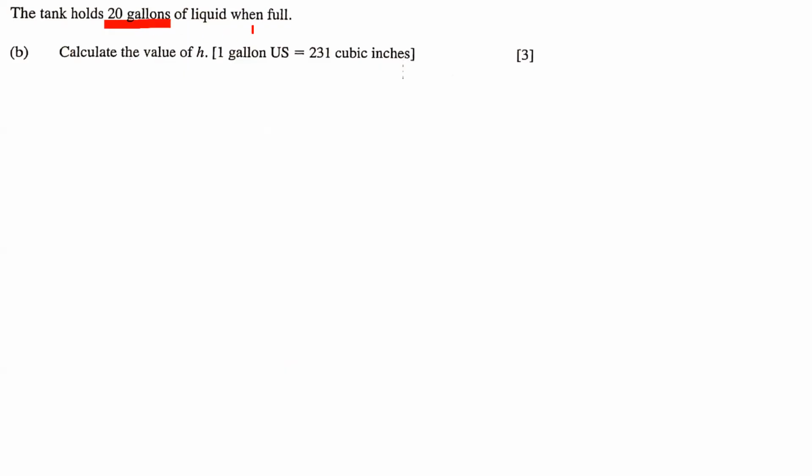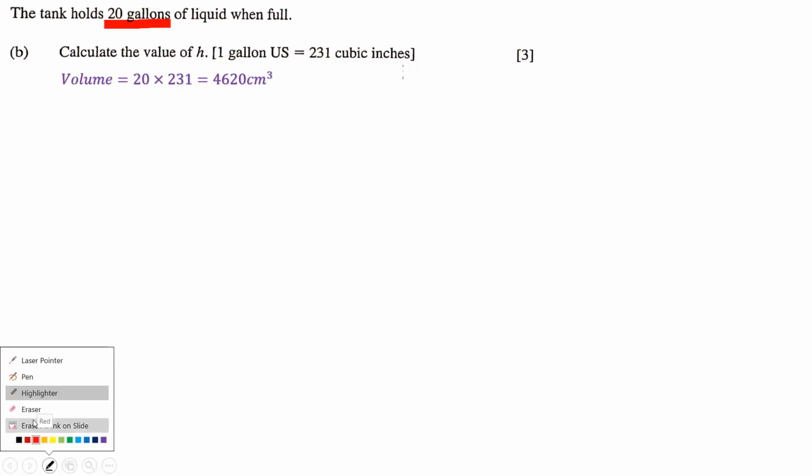Then it says the tank holds 20 gallons of liquid when full, right? Calculate the value of h. Well, we know that 1 gallon is equal to 231 cubic inches. And so let's do that. Let's try to change it into cubic inches. Here I have cubic centimeters, but it's supposed to be cubic inches. So this is not right. It's not supposed to be cubic centimeters. It's supposed to be cubic inches. So let me correct that.